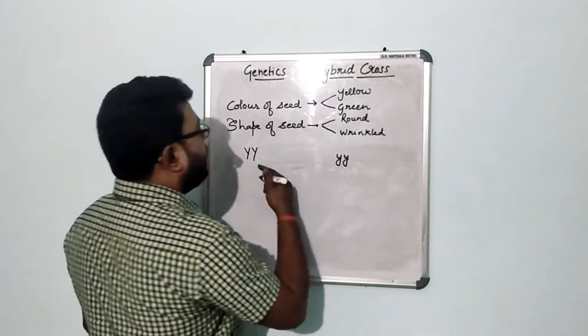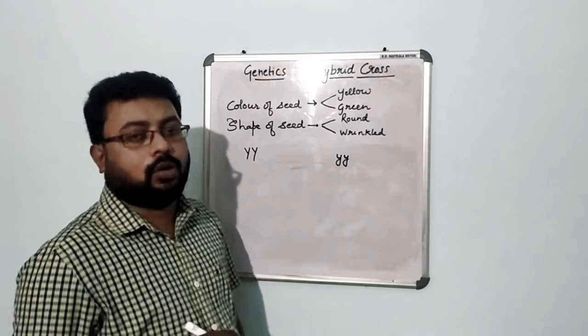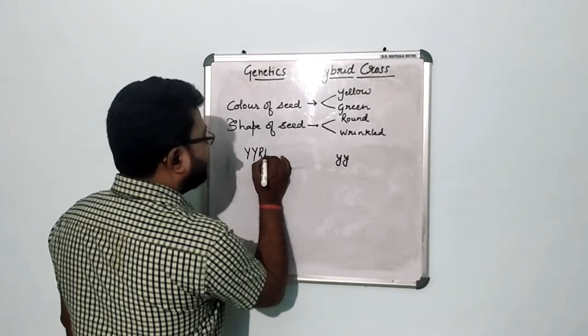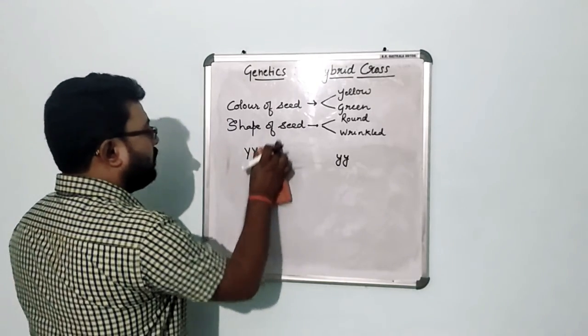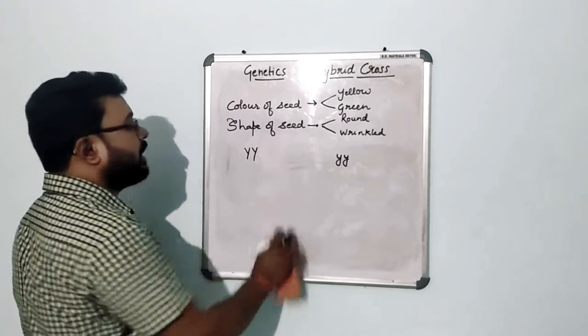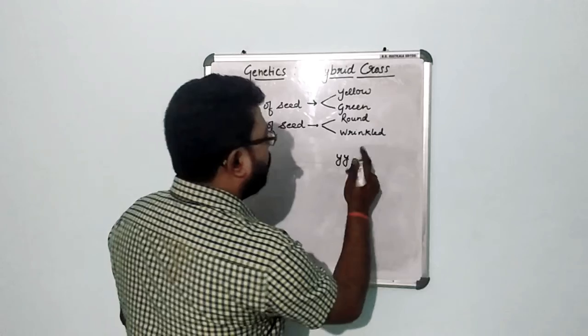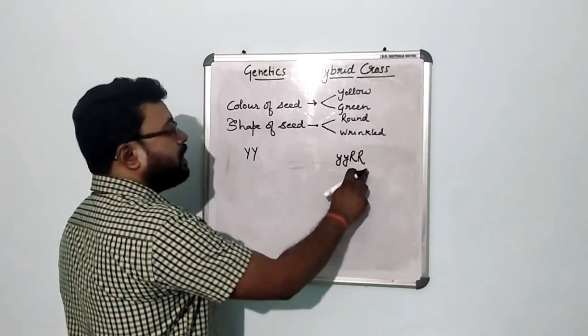Then after this we have the shape. Now the shape round is the dominant trait, so we will write round as capital R. Mendel actually took yellow and green seeds, yellow and wrinkled seeds. So I am going to write round over here as capital R. So this represents round.